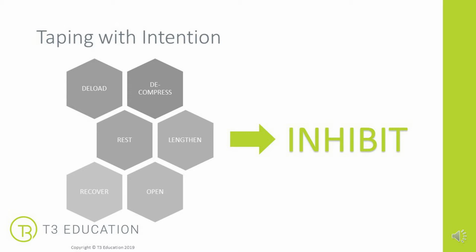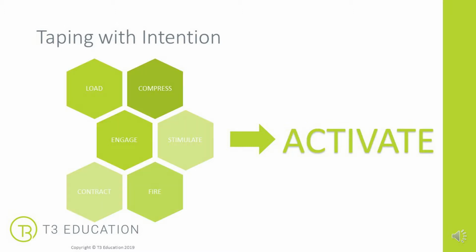In terms of our treatment planning, if the treatments that we keep coming back to are about deloading, resting, recovering, lengthening, decompressing tissue, opening joints, that is where we're looking at inhibition. We are looking to inhibit the muscle when it comes to taping. On the other hand, if the tissue that we're considering for taping is what we associate in terms of our treatment with load, engaging, activation, stimulation, compression through a joint, contraction, firing up muscles or tissues, then we're looking to create activation with our taping.